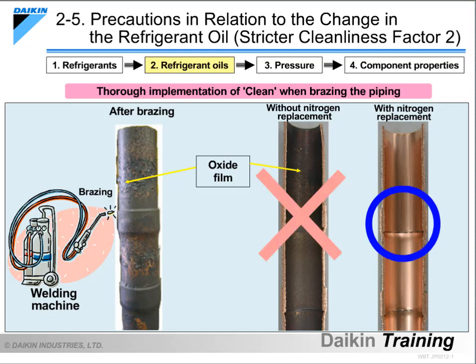Refrigerant and refrigerant oil pass through the piping, and any oxide film on the inner surface of the piping will mix with the oil and degrade it. Therefore, be sure to perform nitrogen replacement when brazing, in order to prevent the degradation of the refrigerant oil.